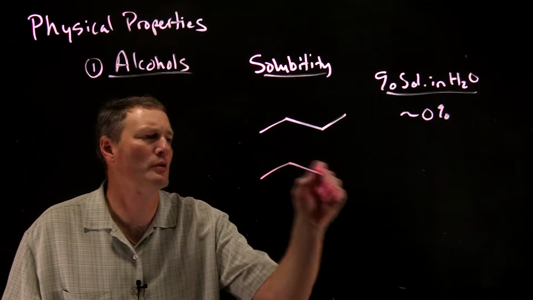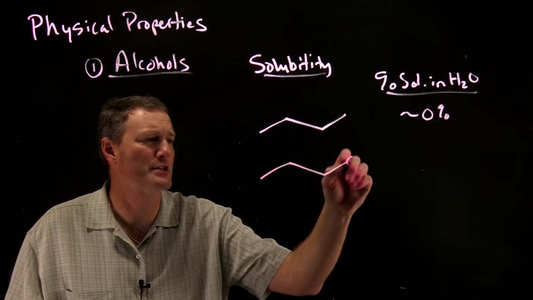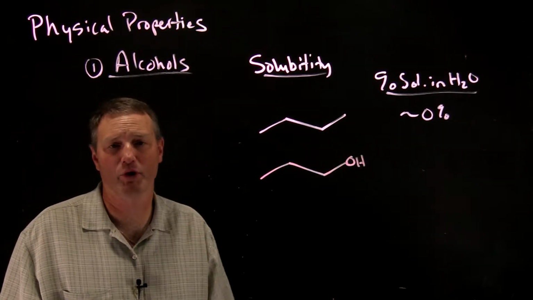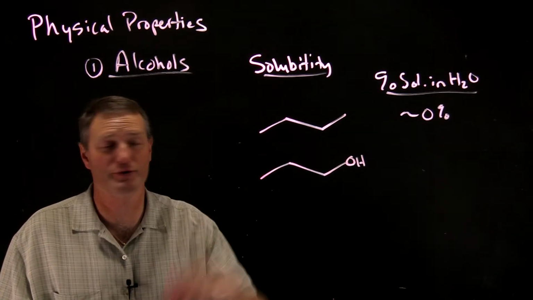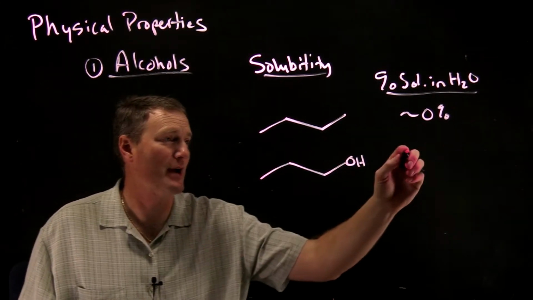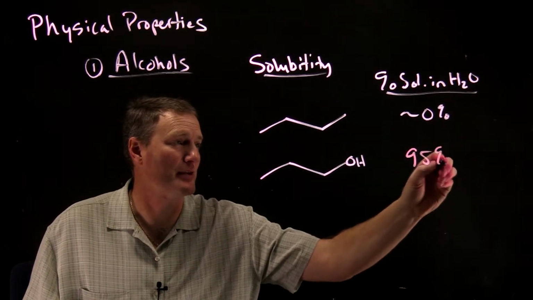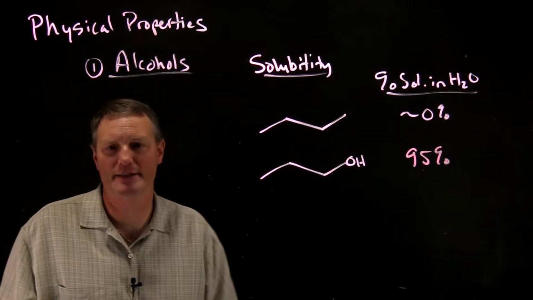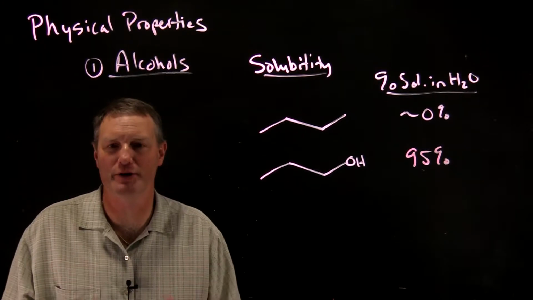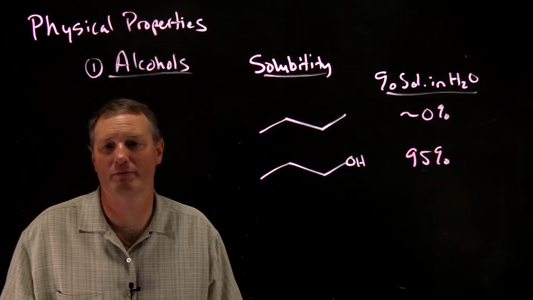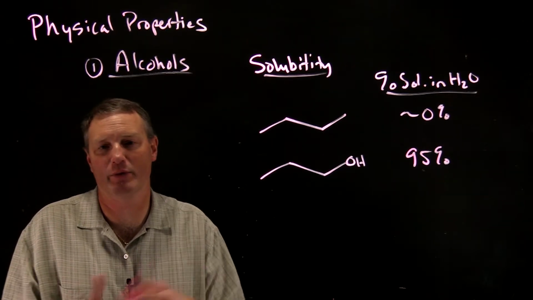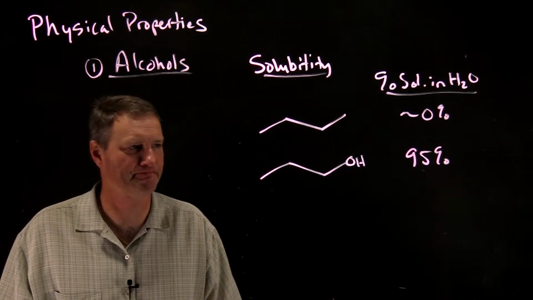But when you convert one of these methyl groups into an OH, something like propanol, now our solubility will go almost through the roof. So this particular compound has about 95% solubility in water. So what that means is, if you had 2 beakers, you could add 95 milliliters of propanol to 100 milliliters of water, and they would essentially be completely miscible.